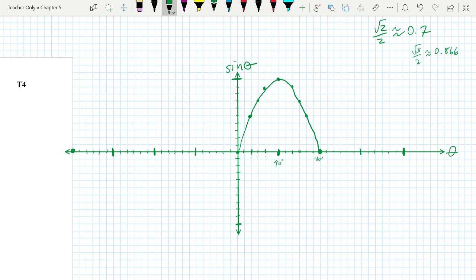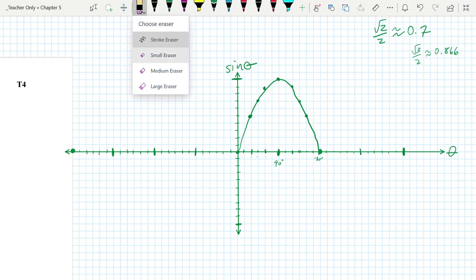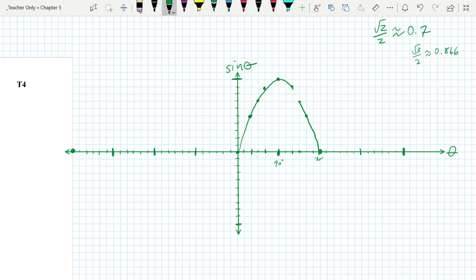Oh, okay, my hand got a little bit lousy on that one. Small eraser. There we go. What do you think? Get the idea? All right.